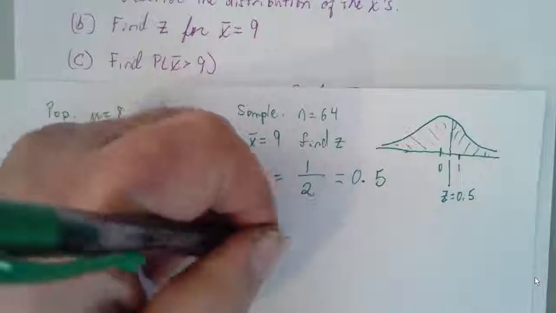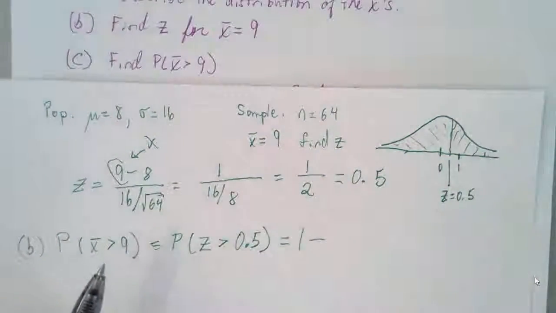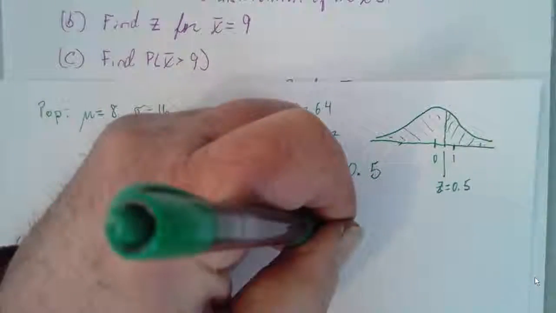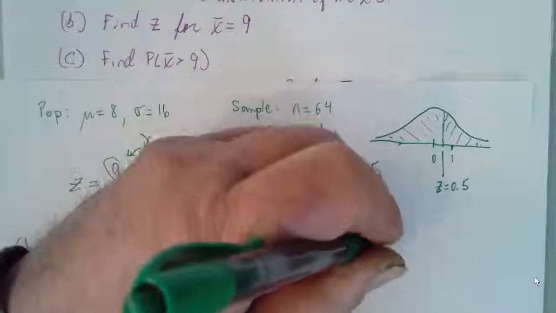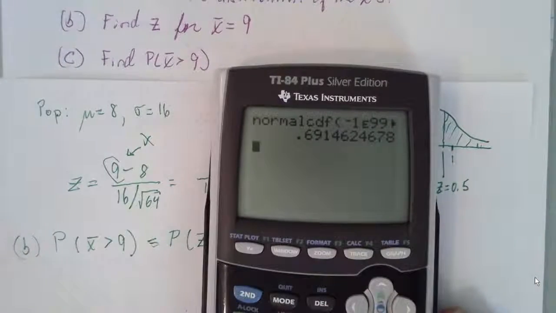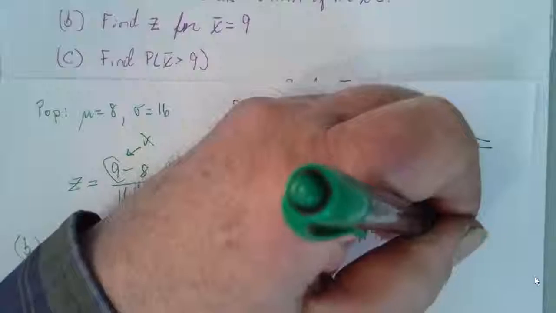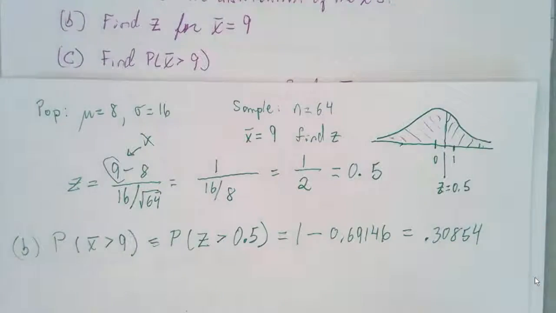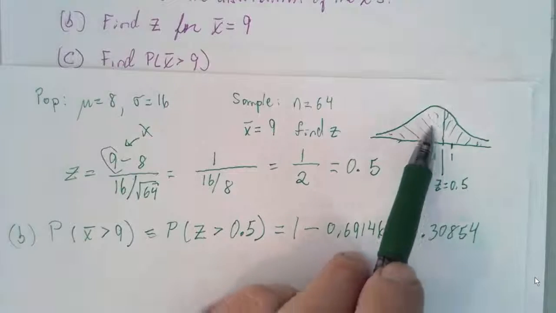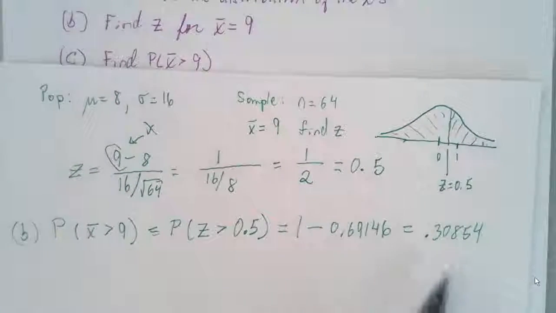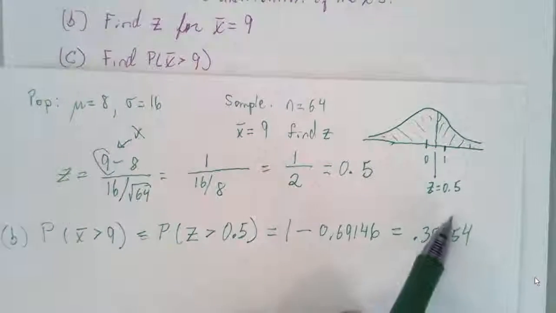So this is equal to 1 minus the area below. The area below, we've just done with our calculator, 0.69146. And if we subtract that from 1, we get 0.30854. And that kind of makes sense, doesn't it? If we cut the area off here at 0, the area above would be half of the area. And so we have a little bit less than that, around a third. That's making some kind of sense.